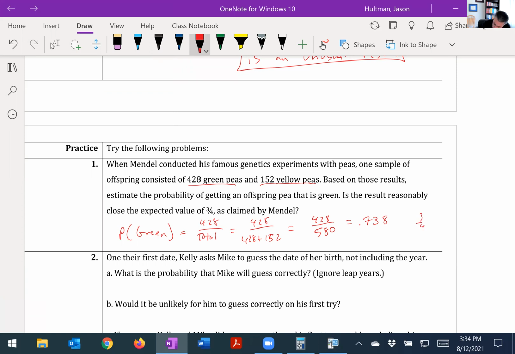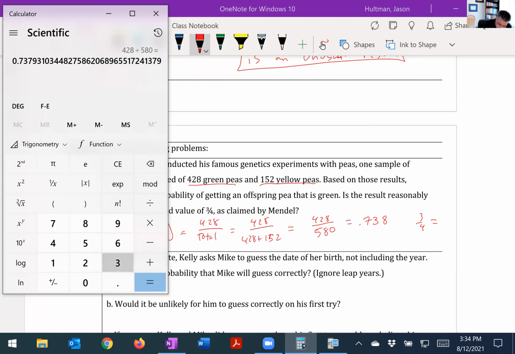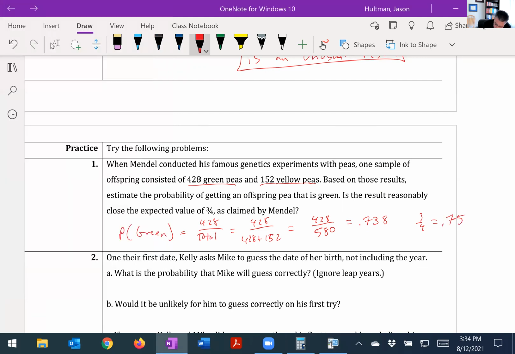Okay, and is that close to 3/4? Well, 3 divided by 4, we would get 0.75. And so, yes, this is close. Yes, it is close.